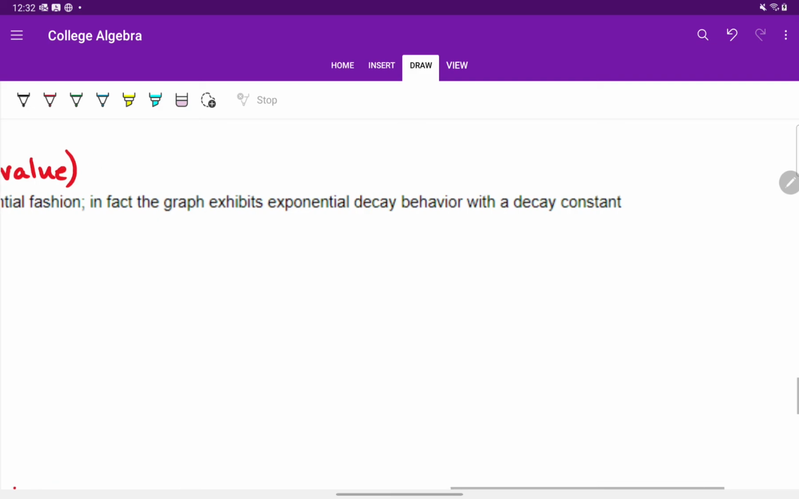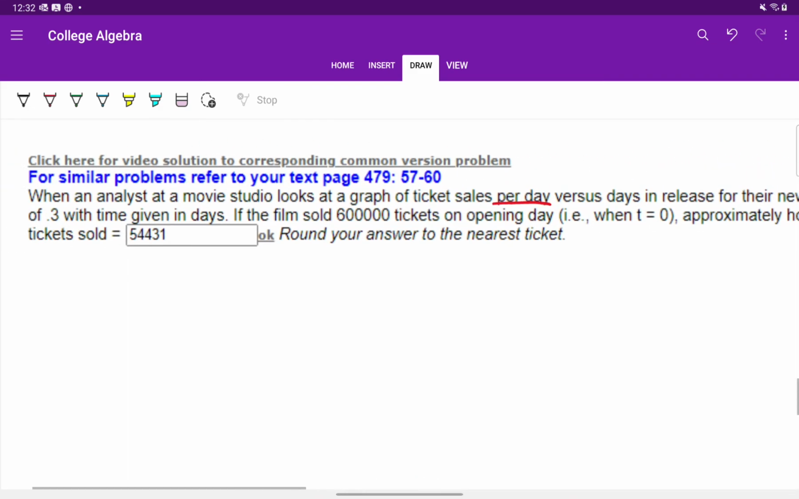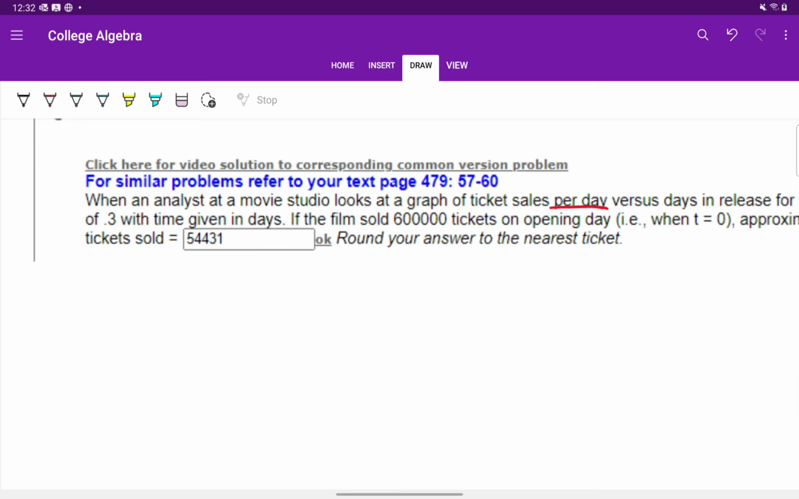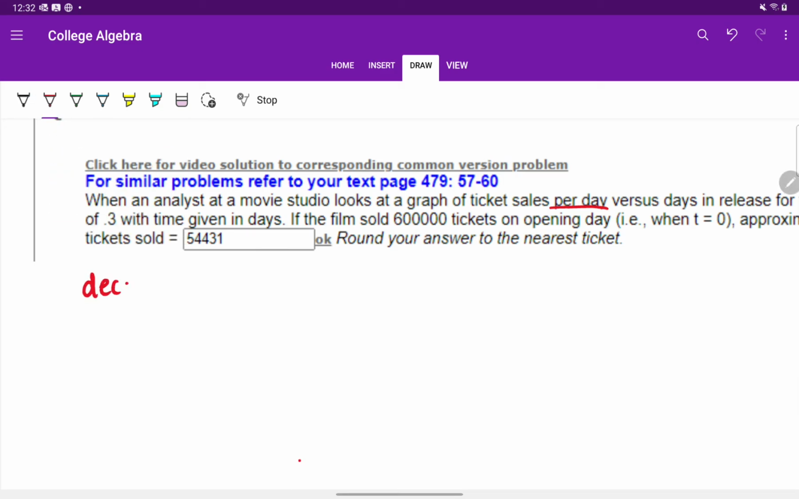In fact, the graph exhibits exponential decay behavior with a decay constant of 0.3. Okay, never mind. They gave us k. So they told us right here in the problem, our decay constant is 0.3. But they're being tricky. If it's decay, then our exponent is negative. Our decay constant is negative. So they called it a decay constant, but they didn't put the negative on there for you. So you have to make that connection.